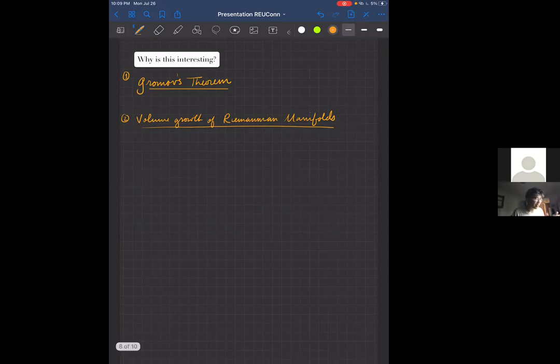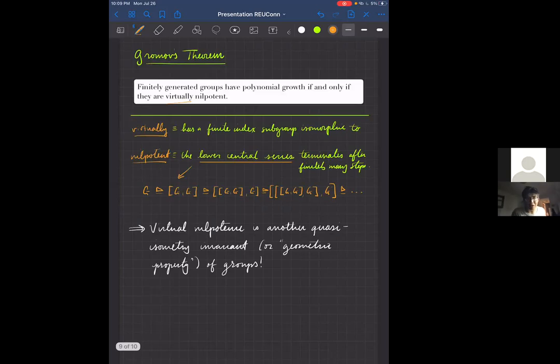So the first of these theorems is Gromov's theorem, which is a very fundamental, significant theorem in geometric group theory, first stated and proved in 1981. And very simply, the statement is finitely generated groups have polynomial growth if and only if they are virtually nilpotent.